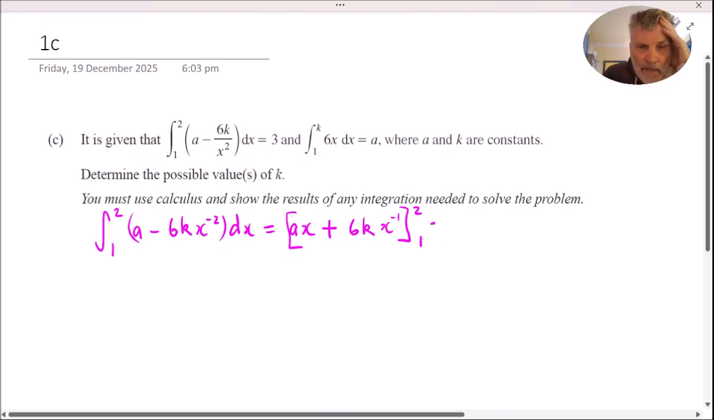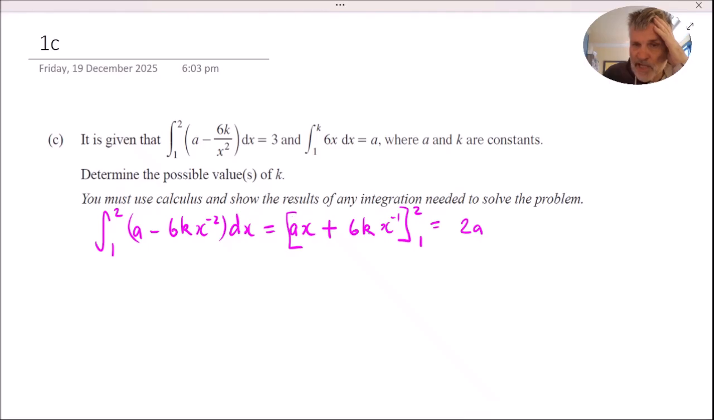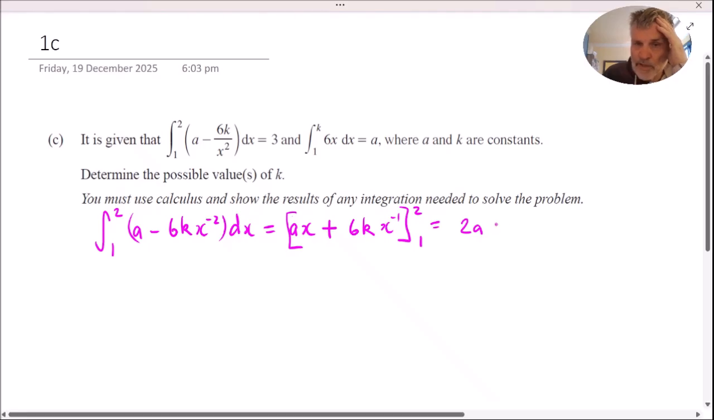at 2 and 1. So if we put 2 in, we get 2a. 2 in here, that's going to be on the bottom. So it's 6k divided by 2. So plus 3k. And then subtract off, put 1 in, that gives us a. And subtract off, it's going to be 1 on the bottom, it's just going to be 6k, so minus 6k. So it looks like we get a minus 3k. And we're told that that's equal to 3.